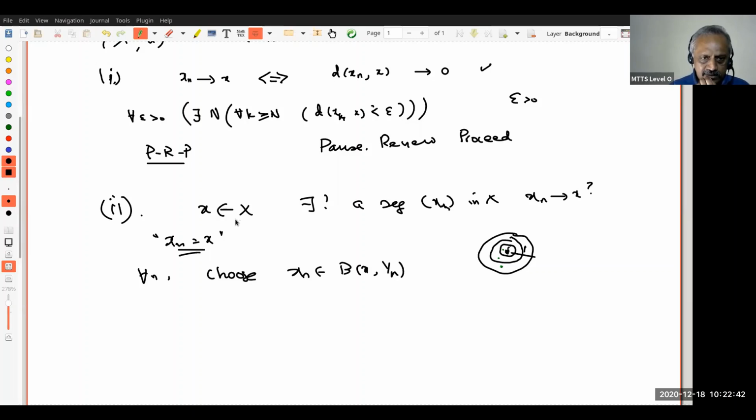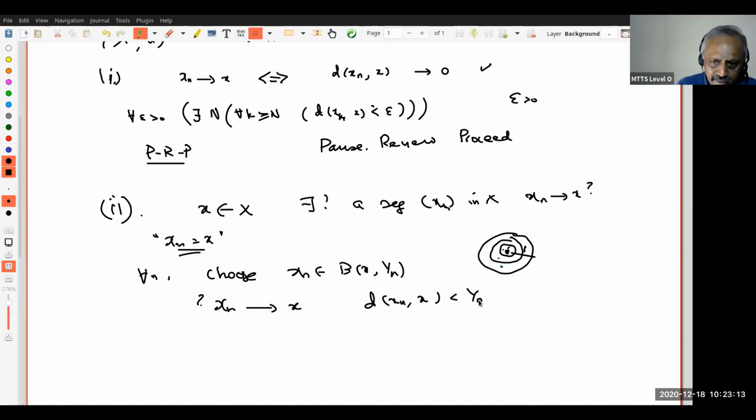Notice that if X is a discrete metric space, then B(x, 1/n) will be only the singleton {x}, so my xn may turn out to be x all the time. That is possible. But in general, I can choose any arbitrary xn in B(x, 1/n). Now, is it clear that xn converges to x? Yes, of course, because the distance between xn and x is less than 1 by n, and by my earlier criterion, xn converges to x.